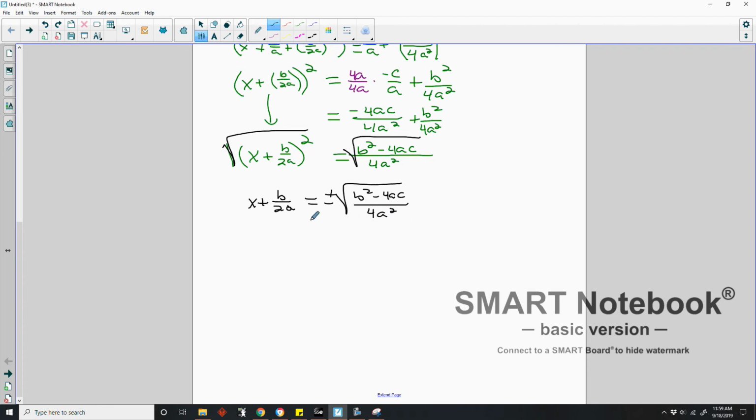Okay. Now we're going to clean this up. I'm solving for x. Remember, all we're trying to do is get this x all by itself, and we are almost done. If I subtract b over 2a from both sides, that will give me x equals, okay, these cancel, plus or minus the square root of b squared minus 4ac over 4a squared, all over this, or what we're doing really is subtracting, so that's going to be minus b over 2a.